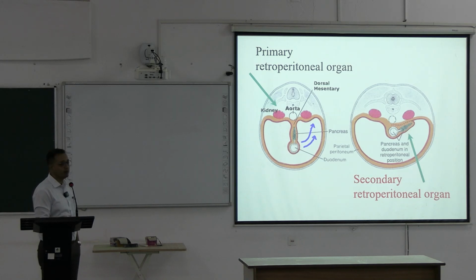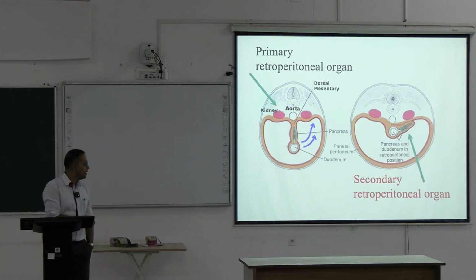What is a primary retroperitoneal organ? Kidney, aorta, inferior vena cava. They never had any kind of peritoneum. They are present behind the peritoneal covering. So we call them primary retroperitoneal organs, the kidney and the aorta. In the case of the duodenum and pancreas, initially they had it, but they lost it. As development goes on, they move backwards, lose the peritoneum and get pasted onto the posterior abdominal wall, like a lizard hanging on the wall. That's why they lose the peritoneum on that side. This kind of organ we call a secondary retroperitoneal organ.